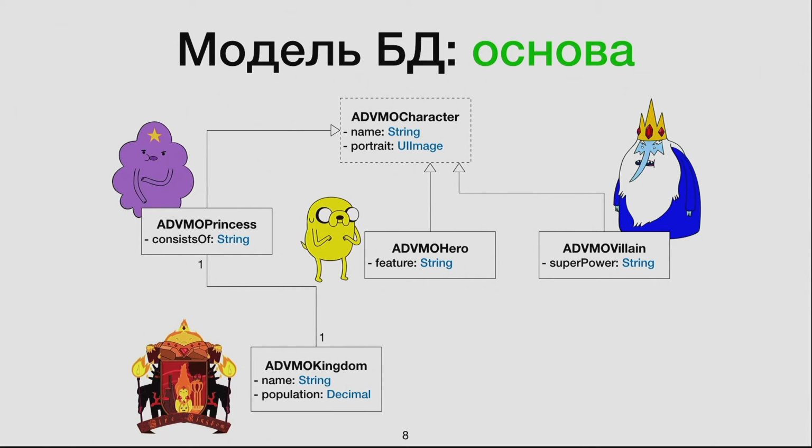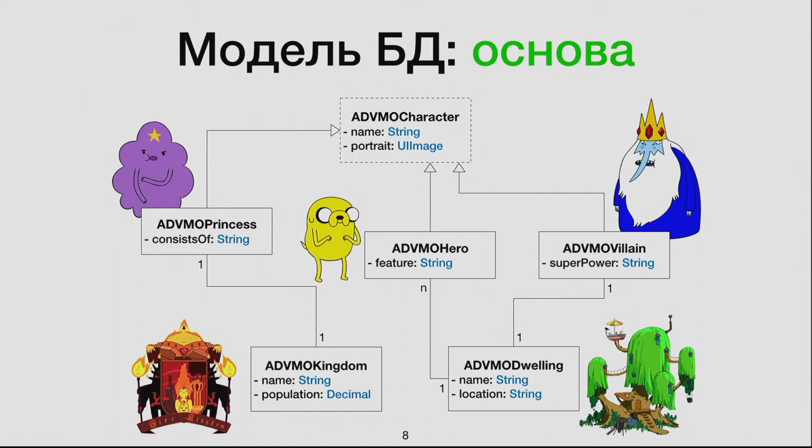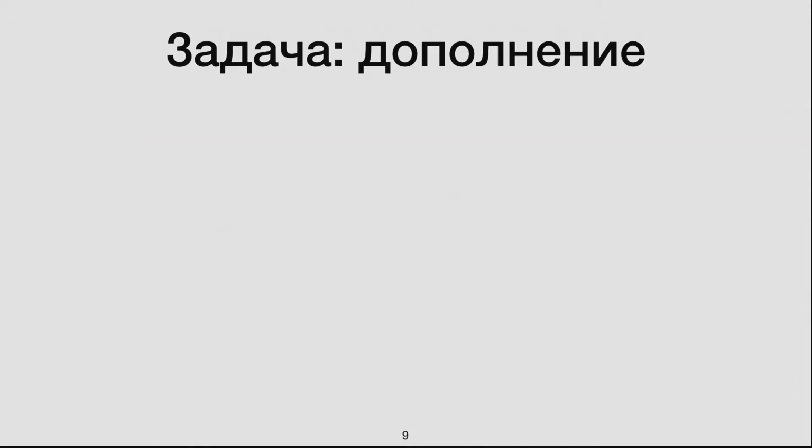Then we add a kingdom. We can see that it has a one-to-one relation with the princess. That is, the princess runs the kingdom. And we also add another entity, that is the dwelling place. We have the location property. We made a one-to-one relation with the bad hero, the bad guy. Let's just believe that in one dwelling, only one bad guy can live. And one housing can accommodate multiple heroes, like we can think.